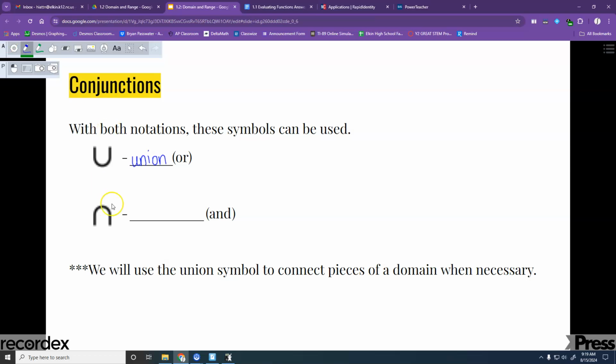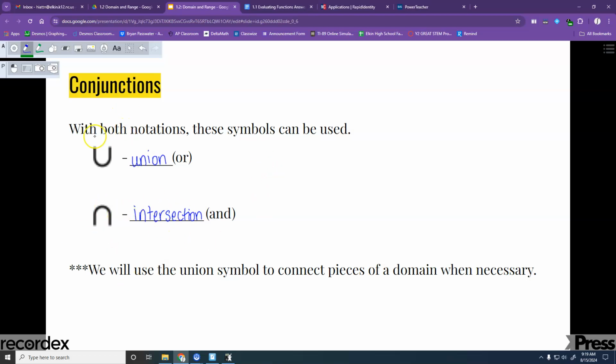The upside down U here is for your intersection, and it means "and." So it means you have to fit both criteria for something. Like if I'm talking about a number that is less than 4 but also greater than 0, then I'm talking about the numbers between 0 and 4, right? So it has to be both, not just one or the other.